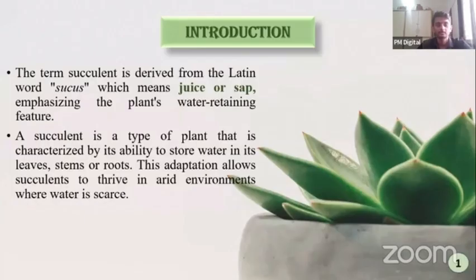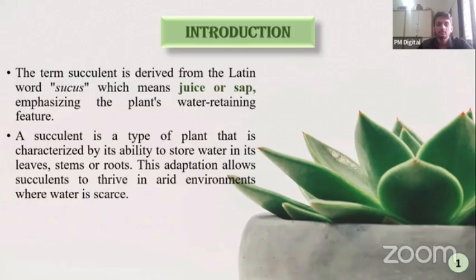Let's start with the basic introduction. Succulents are those plants in the nursery that everyone wants to buy. Their small structure, color, and beautiful tiny form attract people to buy them. Now the question arising in our mind is, what is a succulent? A succulent is a plant characterized by its ability to store water in a part of that plant. This adaptation allows succulents to thrive in arid and semi-arid conditions where water is scarce.